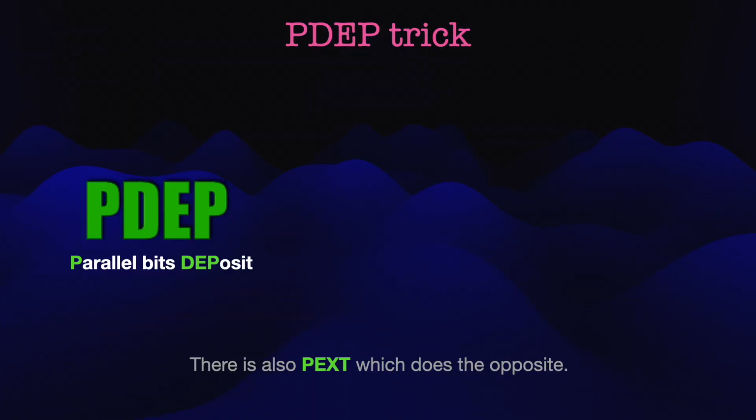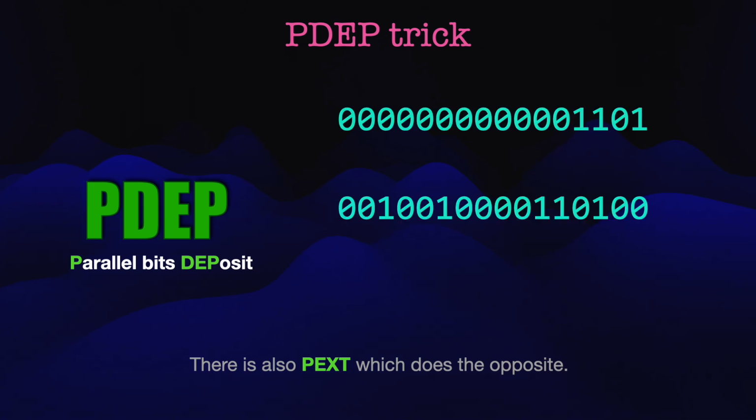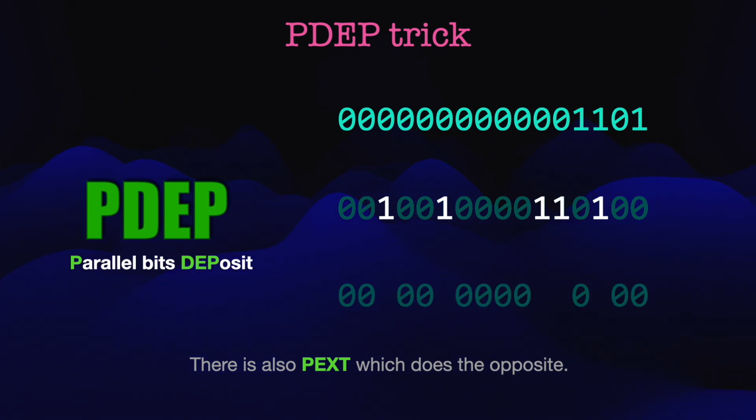Enter the x86 PDEP instruction, or parallel bits deposit. This is one of my favorite instructions. Intel added it over a decade ago. PDEP takes two source operands. The second operand is a mask. Only the 1 bits matter in this operand. The 0 bits carry on to the result. In the first operand, it's the low bits that matter. PDEP scatters these bits into the mask to get to the result.